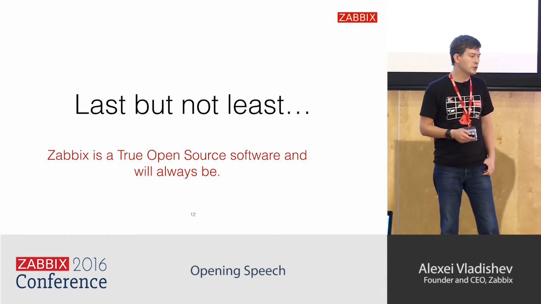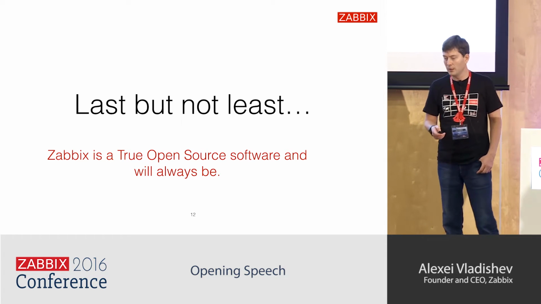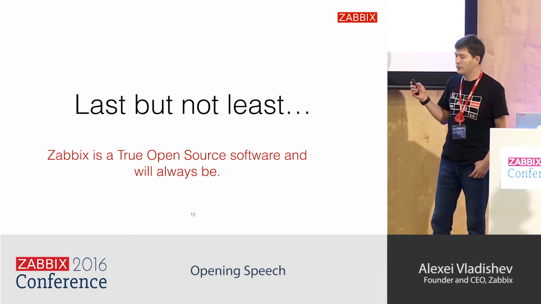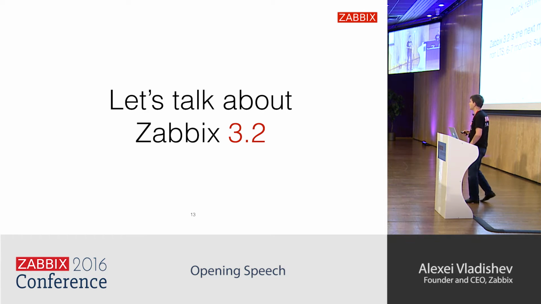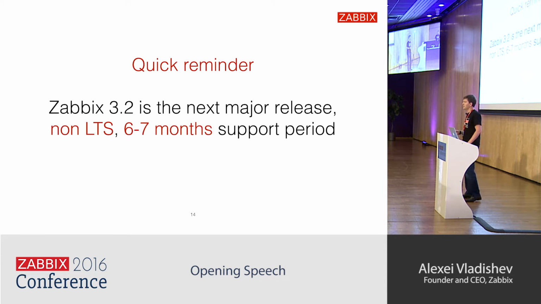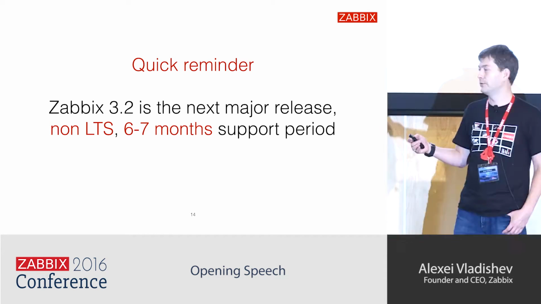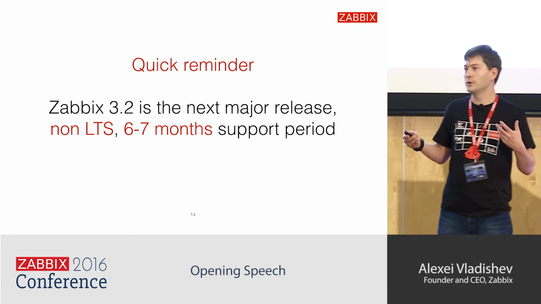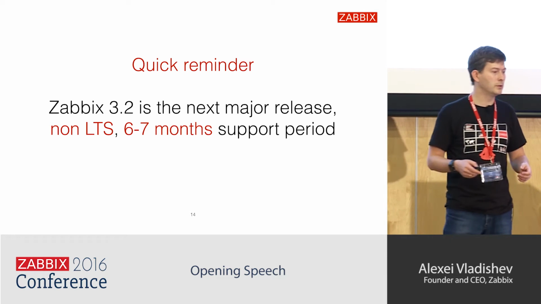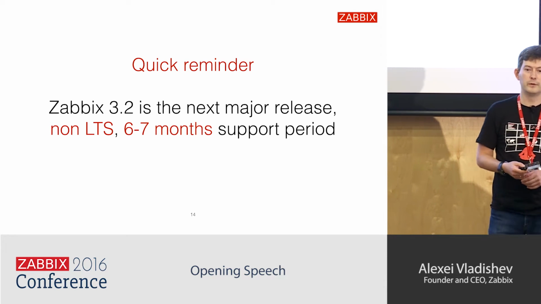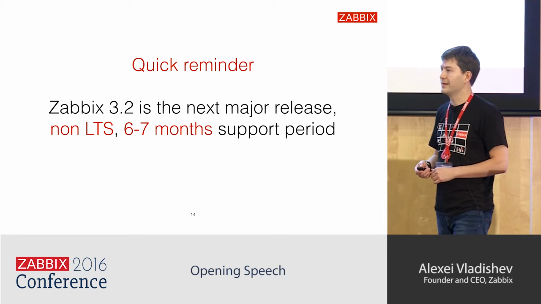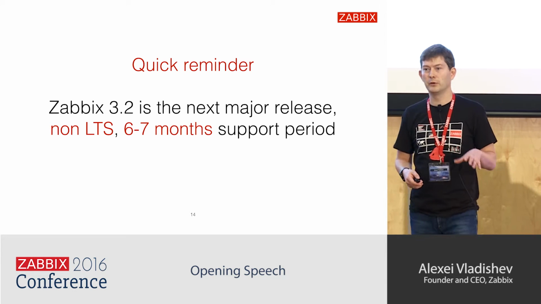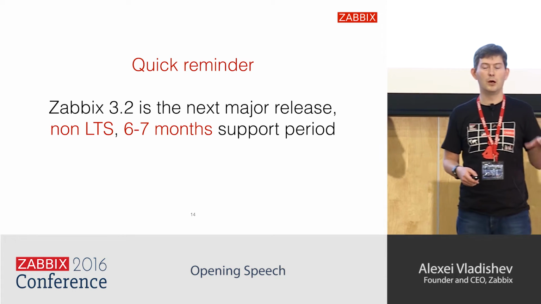And today I'd like to talk about 3.2. So what is 3.2? 3.2 is the next major release. It's not LTS. It means that it will be supported till the next major release plus 1 month. So I believe it will be supported for 6-7 months, and then you will be somewhat forced to upgrade to the next major release. So it's not LTS, but it comes with very nice features. And I'm very excited about this particular release because we managed to do a lot.